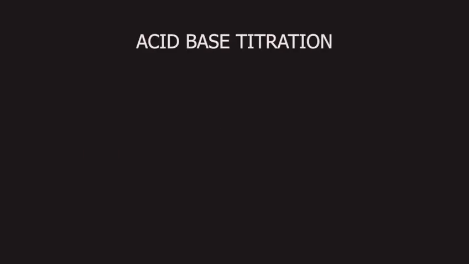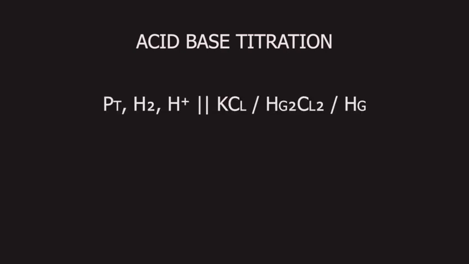Now let's explore how the Nernst equation applies to acid-base titration. In an acid-base titration, the potential of an electrode depends on the concentration of hydrogen ions in the solution. For example, when hydrochloric acid, or HCl, is titrated against sodium hydroxide, or NaOH, a hydrogen electrode is placed in the HCl solution. It is connected to a reference electrode, such as a calomel electrode, to form a galvanic cell.